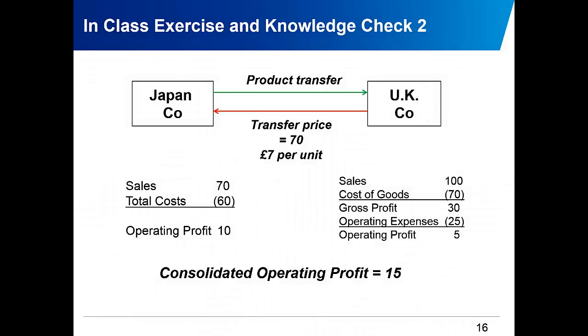And this is Japan Co. and the UK Co., where Japan Co. is selling to the UK Co. 10 units of product at £7 per unit. So Japan Co. sales are 70 and UK Co. cost of goods sold is 70. That's where the transfer price is embedded in these two different P&Ls.